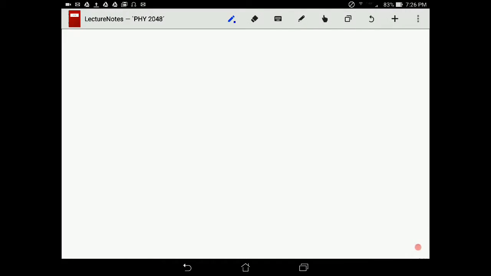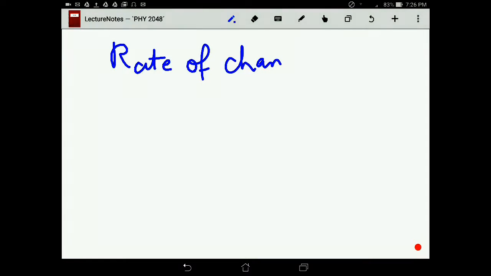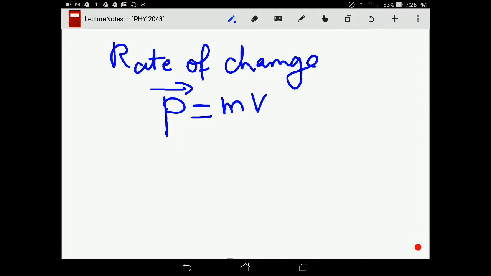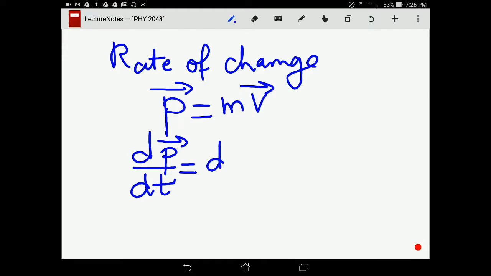One of the things that's interesting about momentum is to consider the rate of change. If we are interested in that, we will start with the definition of momentum and write it this way, and then we will ask the question, how is this going to change over time? So we will be interested in the derivative of momentum with respect to time, so it'd be the derivative of this combination of terms, m times v.